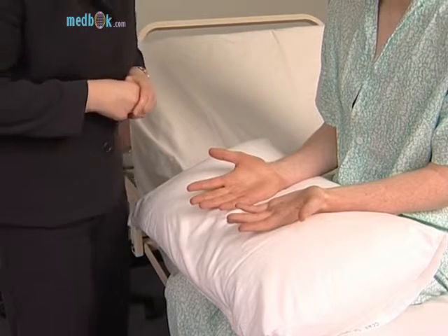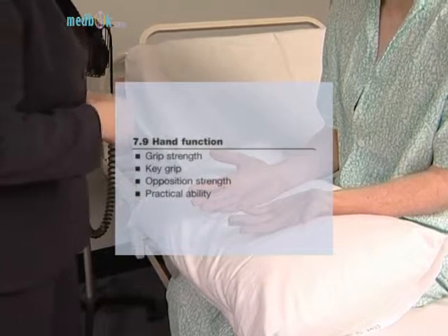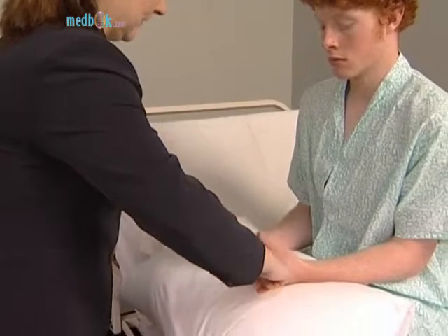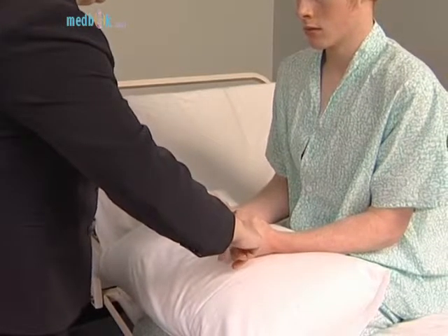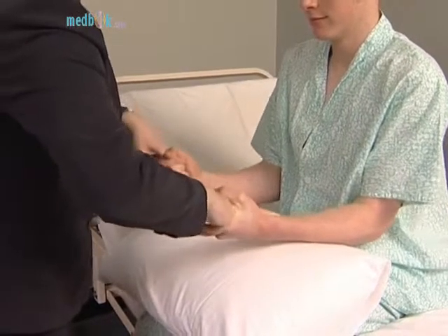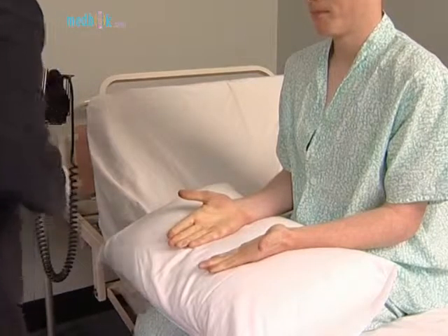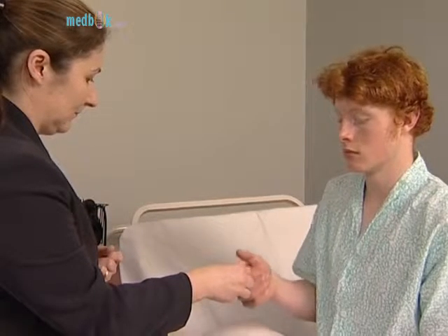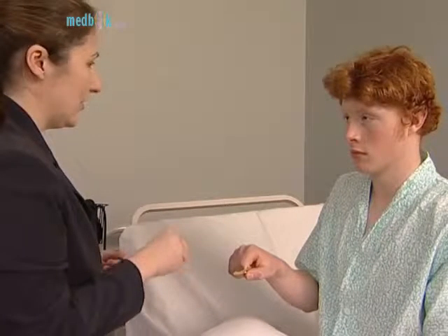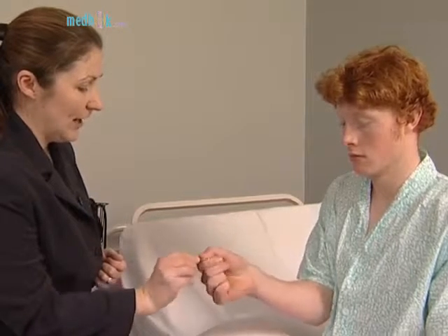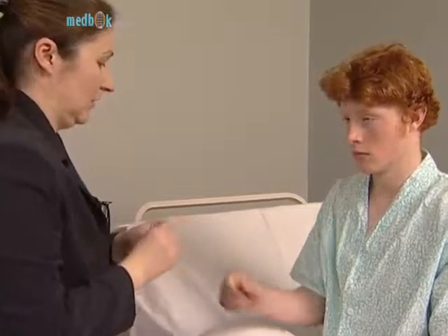Now test hand function. First of all, I'd like you to grip my fingers very tightly in your hand. Grip strength is tested by getting the patient to squeeze two of the examiner's fingers. Don't let me pull them out. Very good. Key grip is the grip with which a key is held between the pulps of the thumb and forefinger. Take this key in your hand that you would normally use, as if you're going to open the door. Pretend my fingers here are the lock in the door and turn it as hard as you can. Very good.